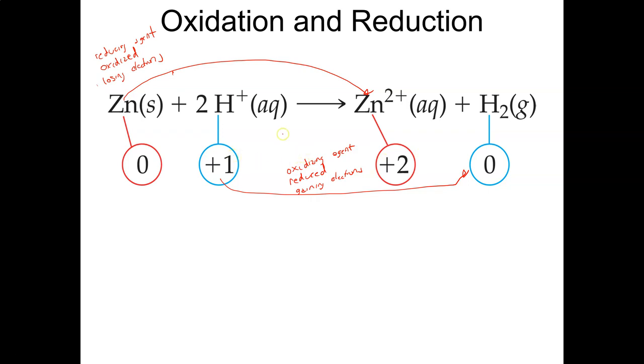So that's the last piece of information you can get from this data table. You could figure out the number of electrons exchanged as well, which looks like 2. How can you tell that? Well, if zinc lost 2 electrons, then guess what? Hydrogen had to gain those 2 electrons, and that's where the balancing comes in.